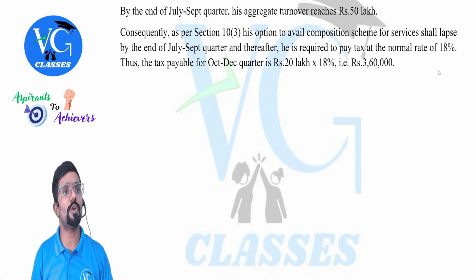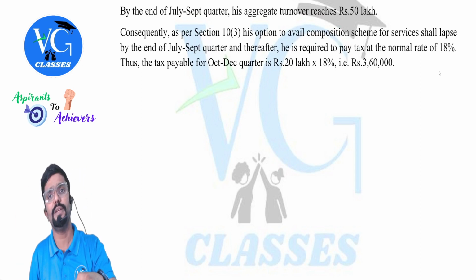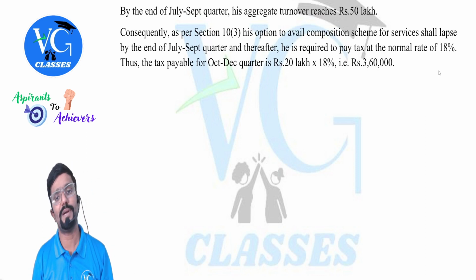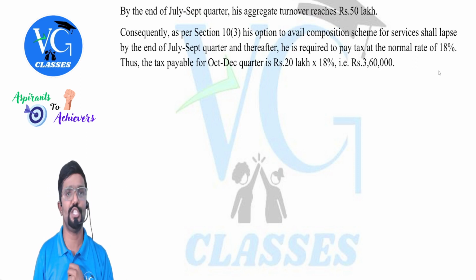Sir, they have not given the turnover for the fourth quarter. What if it is given? Even for that, 18%, guys. And if it is intra-state, 9% CGST, 9% SGST.